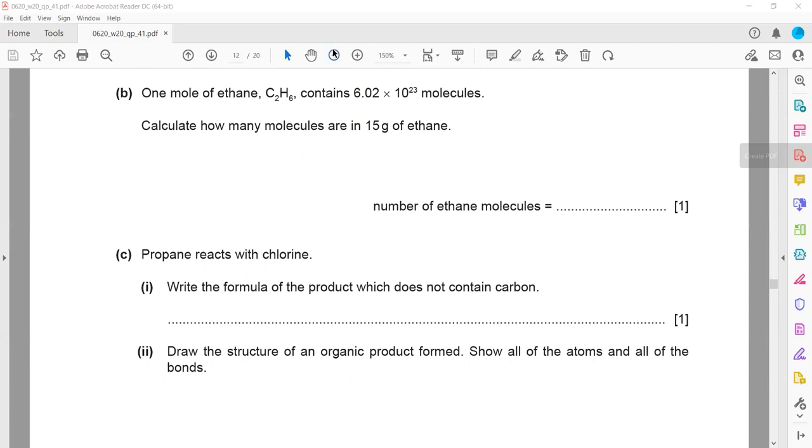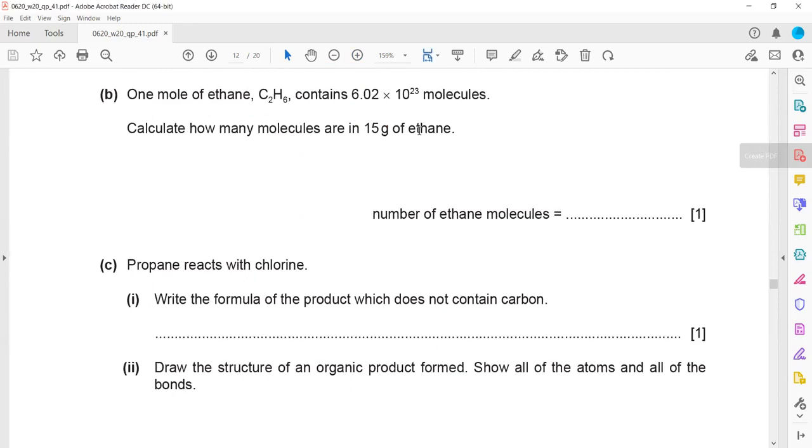In part B, it is related to the moles part, but we can solve it right now. In this question, they say 1 mole of ethane contains 6.02 exponent 23 molecules. How many molecules are there in 15 gram of ethane?